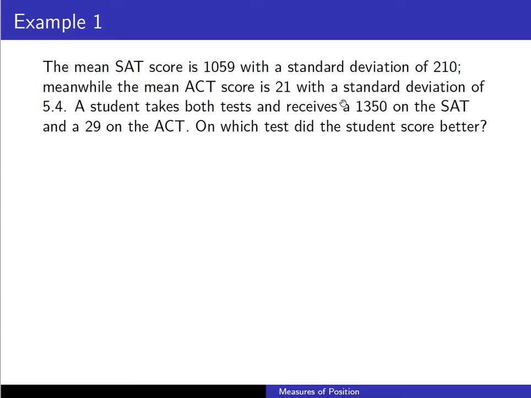So let's look at our first example. The mean SAT score, at least at the time of this writing, is 1,059. And I do believe this is back on the 1,600 point scale, so 800 reading and 800 math, or I don't know if they even call them that anymore. But the mean SAT score is 1,059. The standard deviation is 210. Meanwhile, the mean ACT score is 21 with a standard deviation of 5.4. A student takes both tests, and on the SAT received a 1350, and on the ACT received a 29. On which test did the student score better?